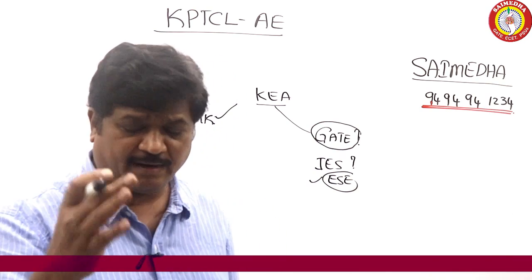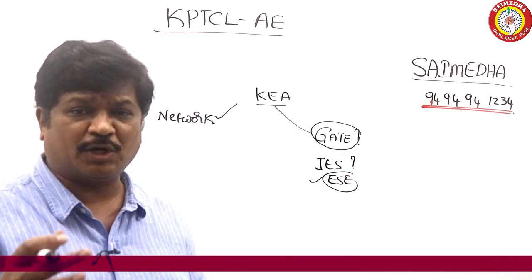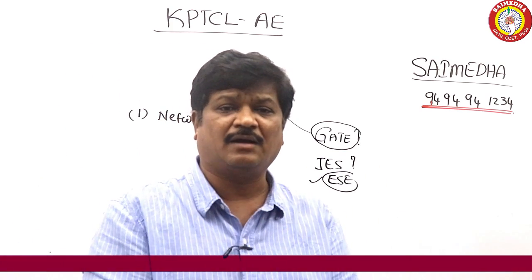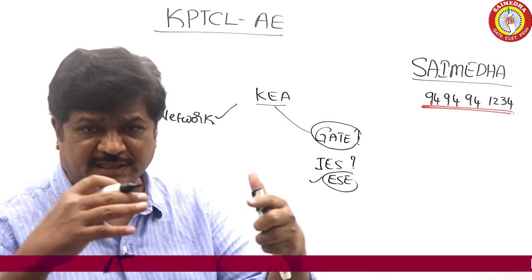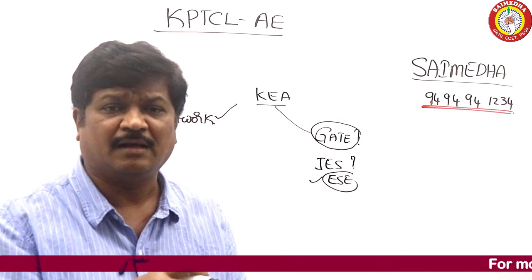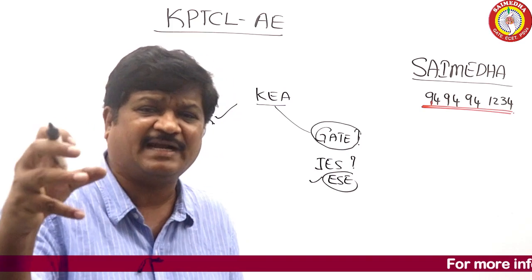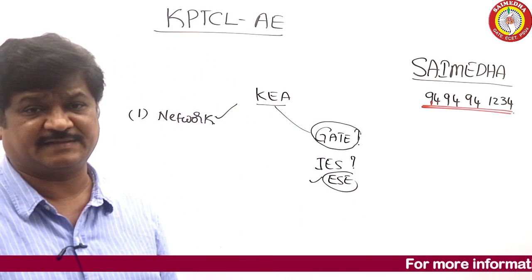For example, you have an induction machine. You want to calculate the current in the rotor. What is the formula we have to use? Rotor voltage divided by the impedance used in that circuit, induced in the rotor. All impedances and all these things, where do they come from? It comes from network analysis.